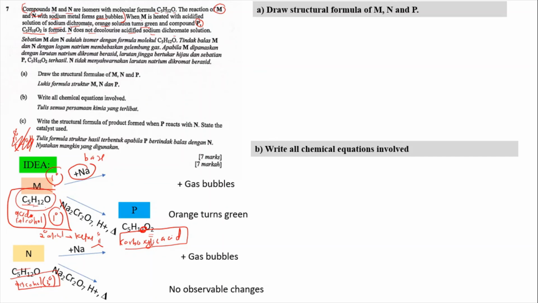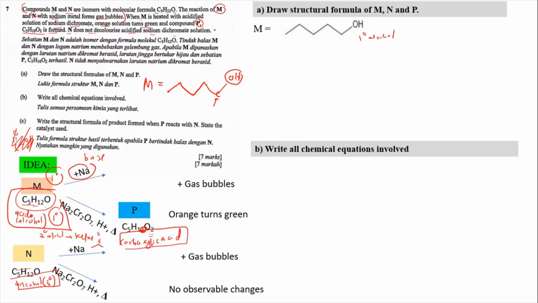So for C5H12O, you can draw M as having 5 carbons: 1, 2, 3, 4, and 5, and then OH here. It's a primary alcohol because this carbon here is attached to one OH group. So M is going to be like this, which is a primary alcohol.